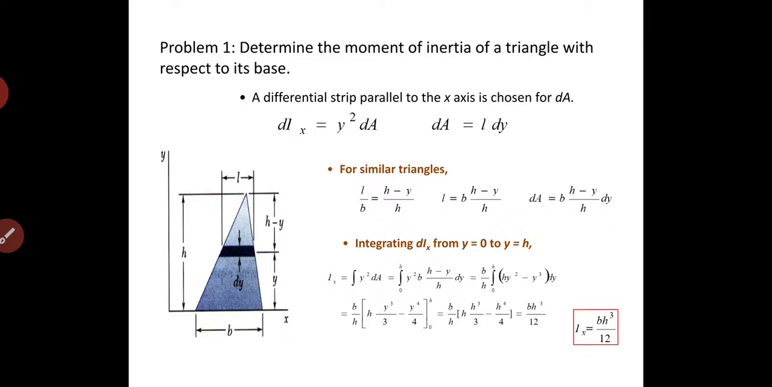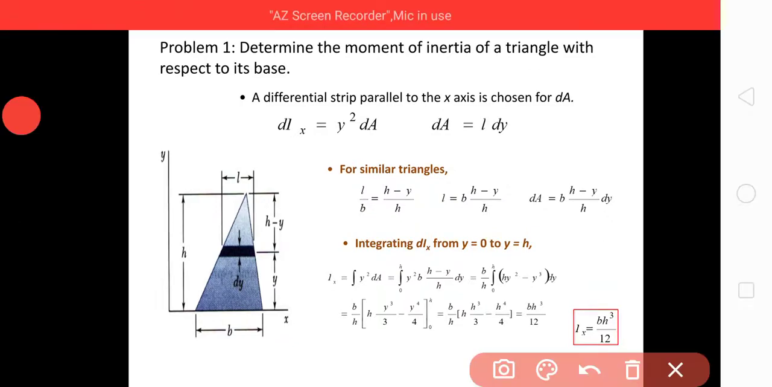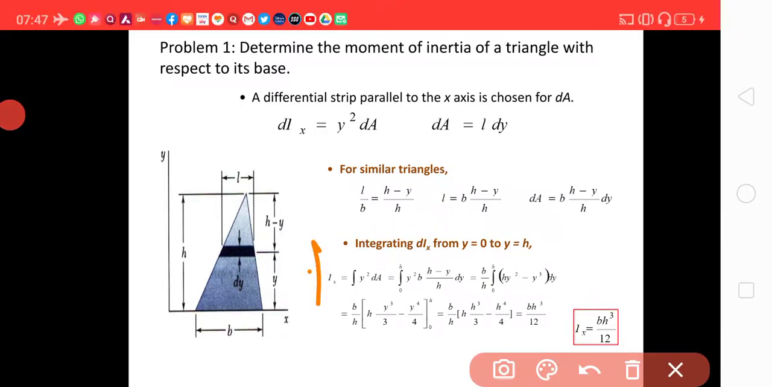Problem 1. Determine the moment of inertia of triangle with respect to its base B. A differential strip parallel to the x-axis is chosen for dA. dIx is equal to y square dA, and dA equal to L into dy. This length is L chosen here. For now you can say that when y is changing, then the value of L is also changing. So we will be having one equation only, so it can solve only for one variable.